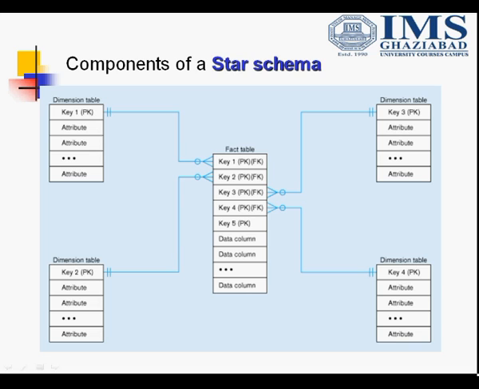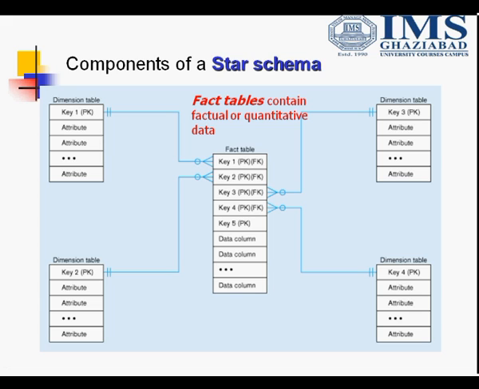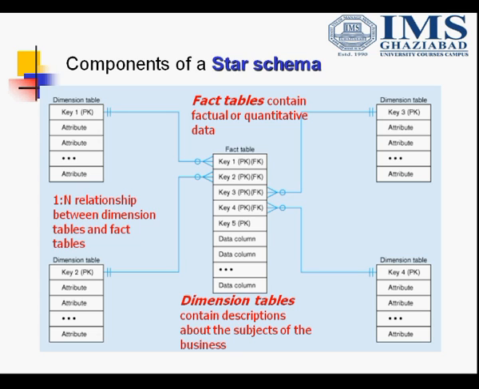Let's take an example of how the data are stored in a data warehouse using star schema. The fact table contains basically factual and quantitative data, and the dimension table contains descriptions about the subjects of the business. The relationship between fact table and dimension table should be 1 to n. That is, one fact table can be connected with n dimension tables, and dimension tables are denormalized to maximize performance, so that we can increase the performance of the data.